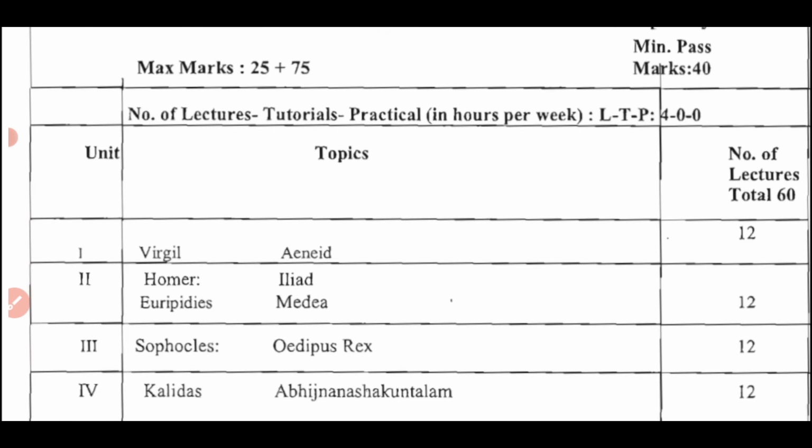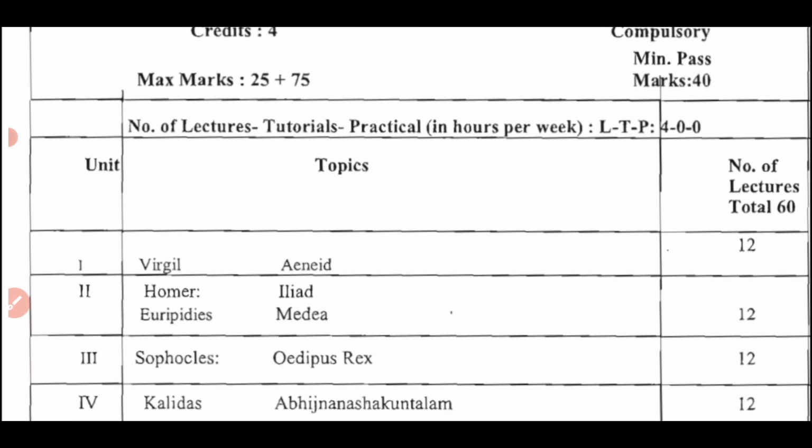Now we come to Unit number 3. This unit focuses on Sophocles' Oedipus Rex, one of the most famous Greek tragedies. The central story revolves around Oedipus and his attempt to discover the truth about his past and the events surrounding the death of King Laius. This text raises important questions about fate, destiny, knowledge, truth, human limitations, and responsibility.